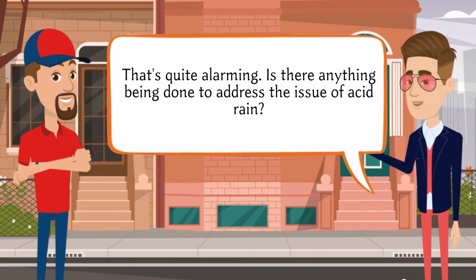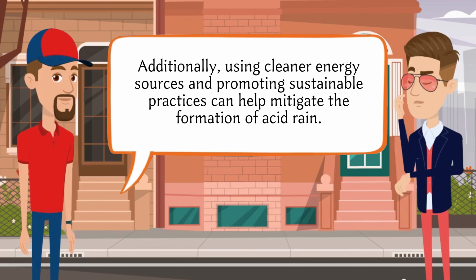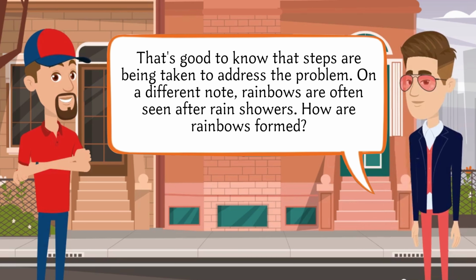That's quite alarming. Is there anything being done to address the issue of acid rain? Yes, efforts have been made to reduce the emissions that contribute to acid rain. Many countries have implemented regulations and technologies to reduce sulfur dioxide and nitrogen oxide emissions from power plants and industrial sources. Additionally, using cleaner energy sources and promoting sustainable practices can help mitigate the formation of acid rain. That's good to know that steps are being taken to address the problem.